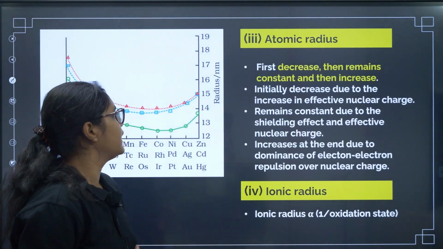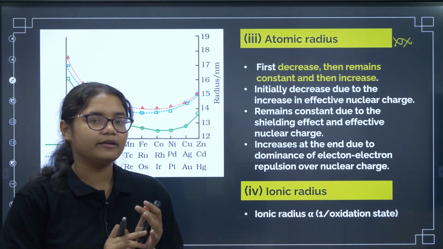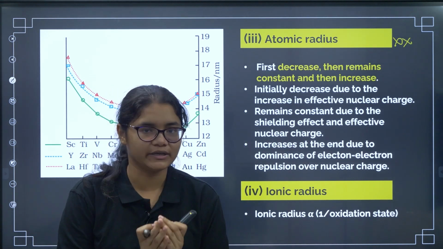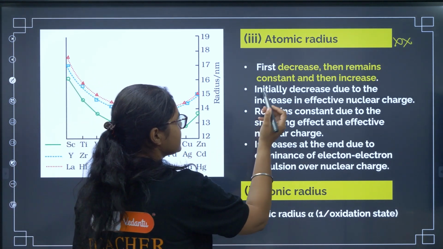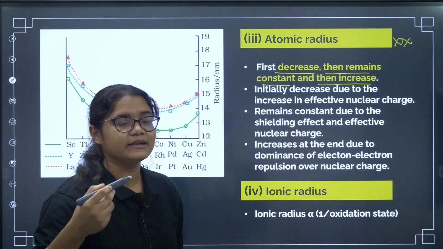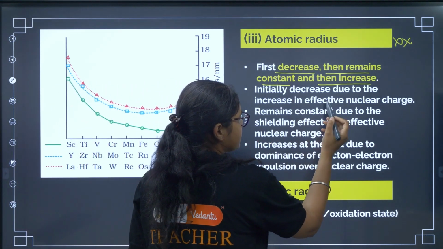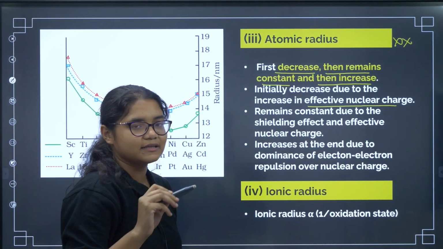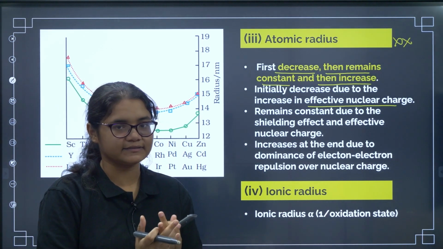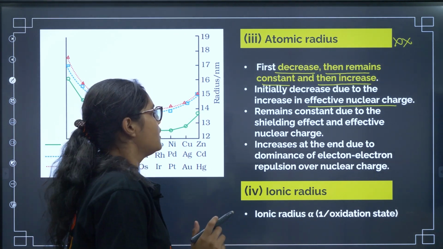Next is atomic radius, a very important one. So first, what is the trend? Generally along a period, the atomic radius decreases, because of effective nuclear charge. But in the 3d series, what is the case? First it decreases, then it remains constant, and then towards the end it starts increasing. Now what is the reason for that? Initially when it is decreasing, that is due to the actual cause, effective nuclear charge. When we go along a period, the number of protons increases, the effective nuclear charge increases and the size decreases.